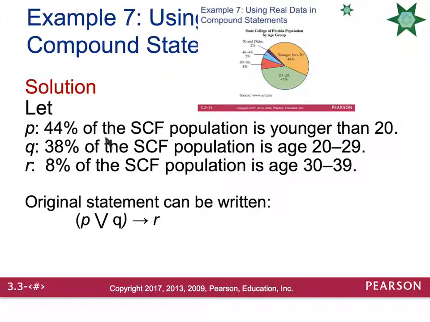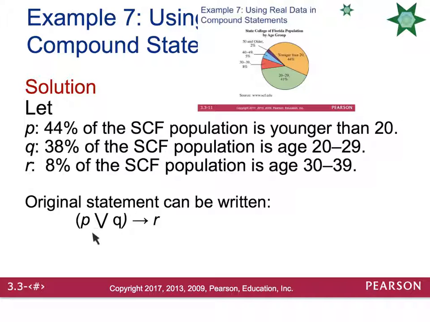P will be 44% of the SCF population is younger than 20. Q will be 38% of the population is 20 to 29, and R will be 8% of the population is age 30 to 39. So our original statement was: if 44% of the population is younger than 20, or 38% of the population is 20 to 29, then 8% of the population is 30 to 39. Okay, so this is how we would translate that into a compound statement.